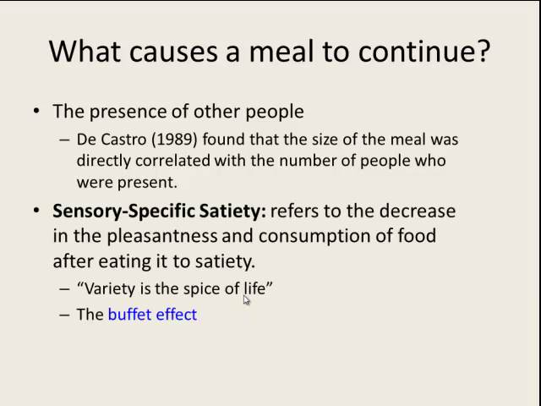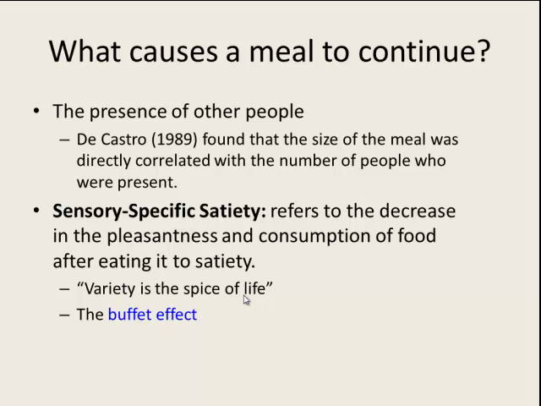So, sensory-specific satiety refers to the decrease in the pleasantness of the food and consumption of food after we've eaten it to satiety. In other words, eat a lot of the same food and we eat less of it. However, if you break it up and eat a variety of food, we can eat more of a variety of food. We have a motivation to do that. So if you eat the same type of food, you'll eat less. But if you eat a lot of different types of food, you can eat more and more.